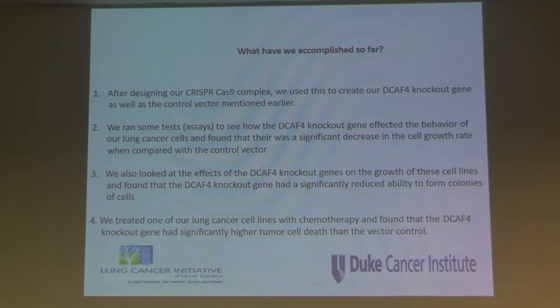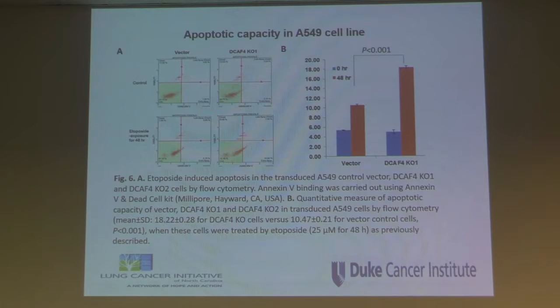And then we treated one of our cancer cell lines with chemotherapy. We found that the knockout actually had significantly higher tumor cell death rates when we compared it to the control, as you can tell from the graph on the right-hand side. This is the chemotherapy exposure, and then control essentially.